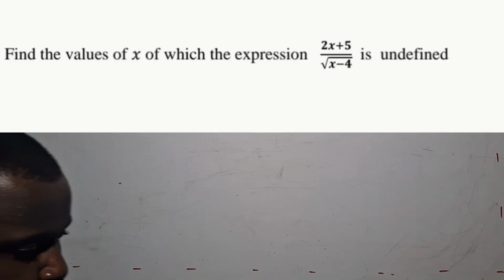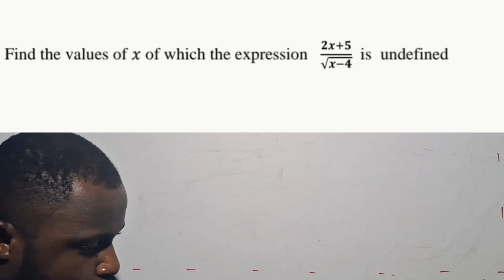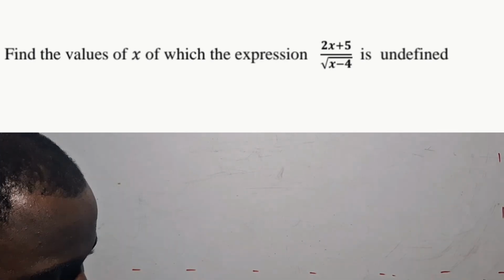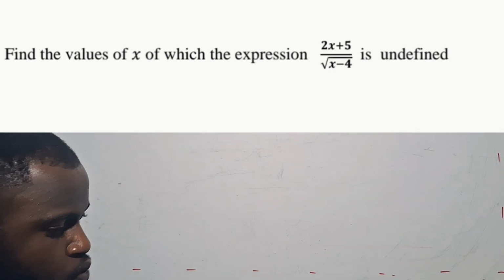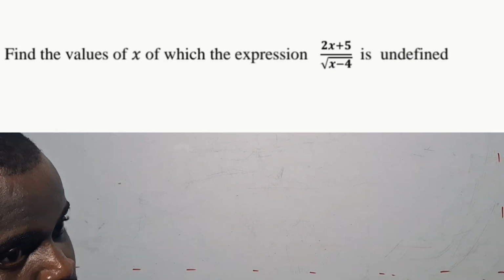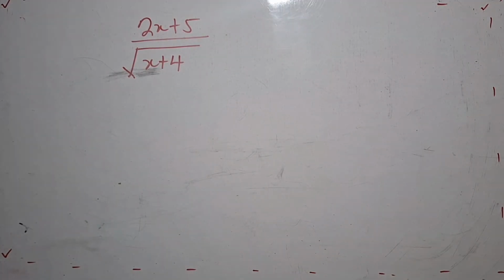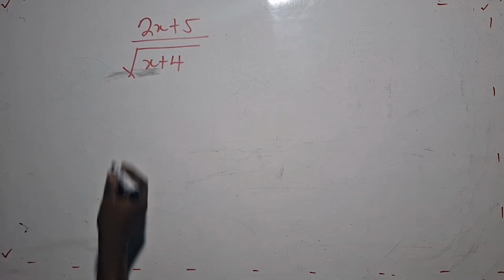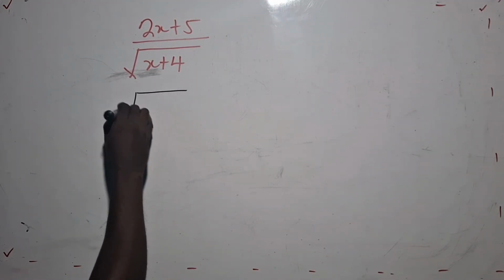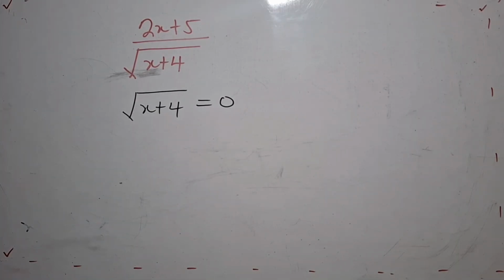The next question on the screen, we have find the value of x for which the expression (2x + 5) all on the square root of (x + 4) is undefined. Don't be scared because you've seen the square root. It's going to be simplified. So undefined means we are going to equate the denominator to what? 0. We have equated it to 0.